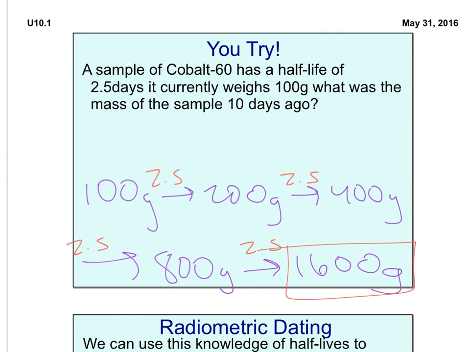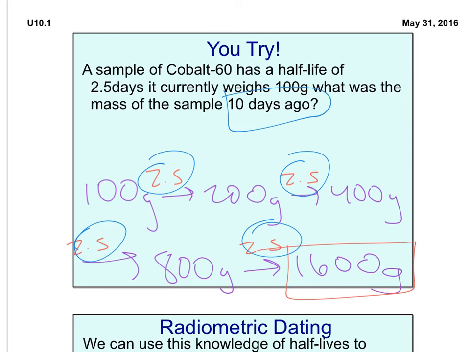So we were told that the half-life was 2.5 days, and it currently weighs 100 grams. So now we know that every 2.5 days it halved. So if we go back in time, 2.5 days ago, it must have been double what it currently was. So 2.5 days ago, it must have weighed 200 grams, since after 2.5 days, it would go down to 100. Another 2.5 days ago, it was 400. Another 2.5 days ago, 800, and then 1,600 grams. And then this 2.5 plus 2.5 plus 2.5 plus 2.5 is equal to that 10 days ago.